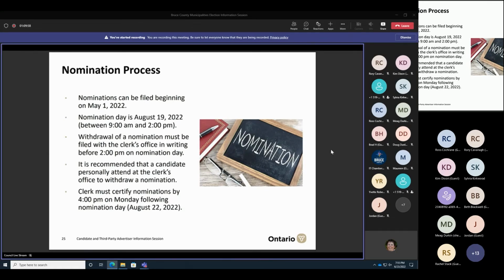Yeah. So nomination day for a regular election is the 4th Friday in August in the year of the election. So in 2022, that falls on August 19, 2022.